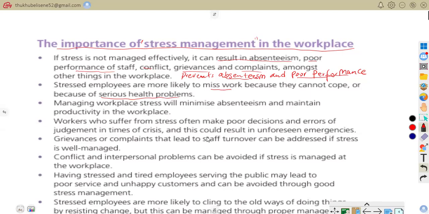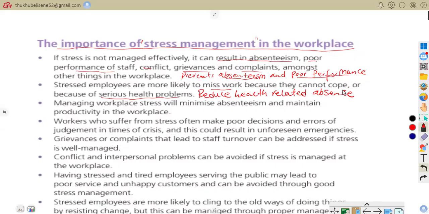Meaning to say, if this is managed effectively, as we are talking about the importance of stress management in the workplace, it means that one of the importance of stress management is to reduce health-related absence. That is that. Because you're saying less stress means fewer illnesses.